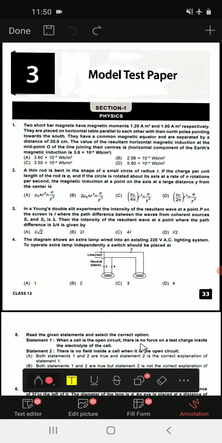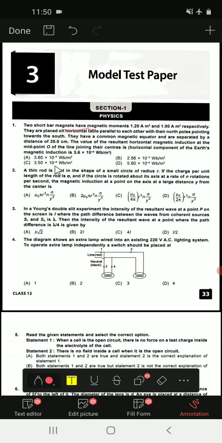In this model test paper 3, the first question is: two short bar magnets have magnetic moments of 1.20 A m² and 1 A m² respectively. They are placed on a horizontal table parallel to each other with their north poles pointing towards the south. They have a common magnetic equator and are separated by a distance of 20 centimeters. The value of the resultant horizontal magnetic induction at the midpoint O of the line joining their centers is.